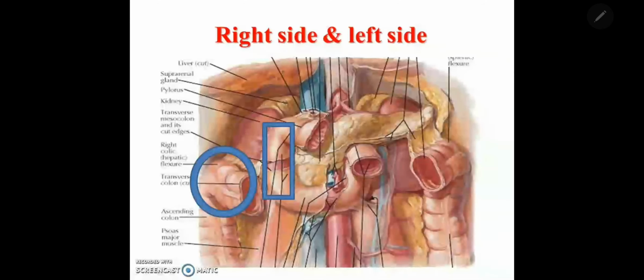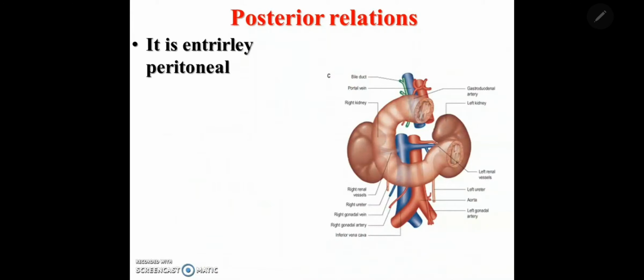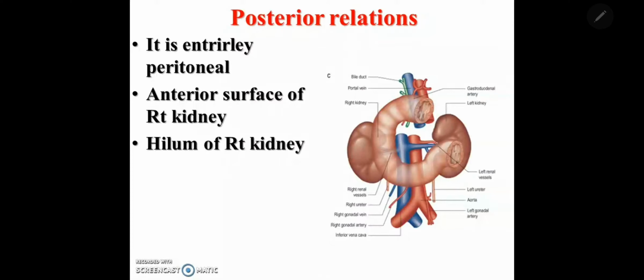That is the second part. On the right side you are seeing the right colic flexure. On the left side you are seeing the head of the pancreas. So the second part of the duodenum is very, very important, as it is the site of the release of digestive enzymes.